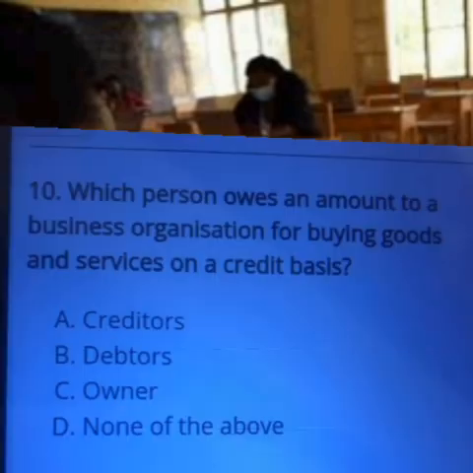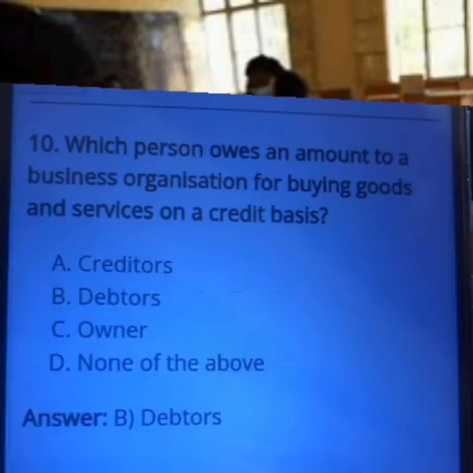Question number 10. Which person owes an amount to a business organization for buying goods and services on a credit basis? A. Creditors. B. Debtors. C. Owner. D. None of the above. The true answer is B. Debtors.